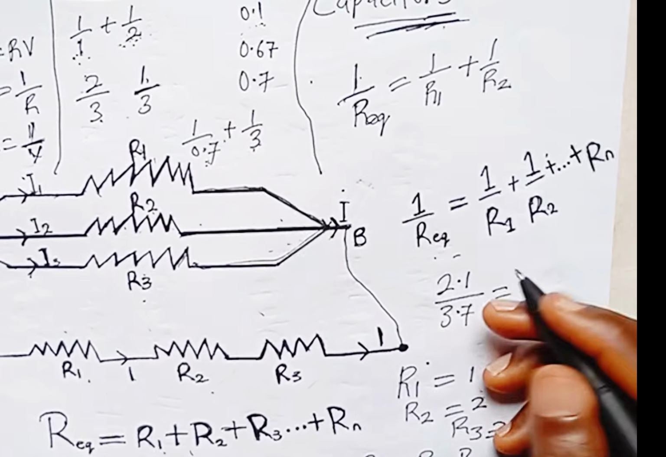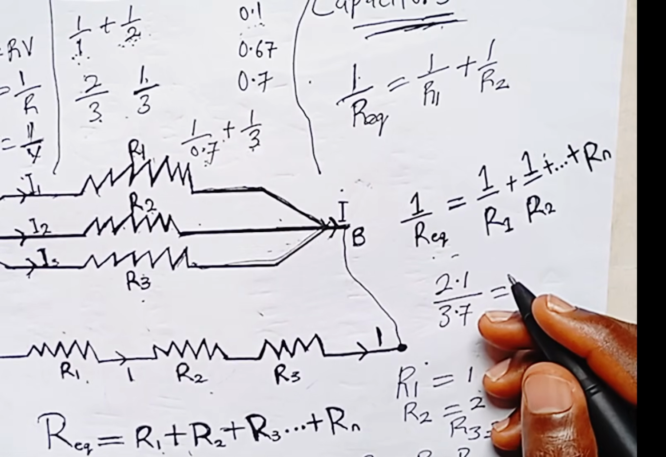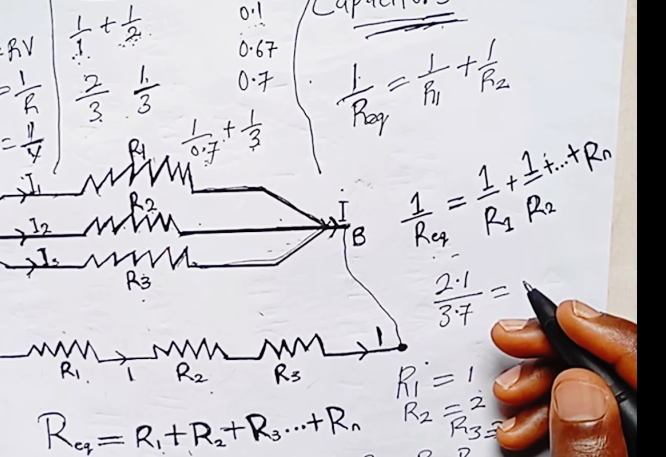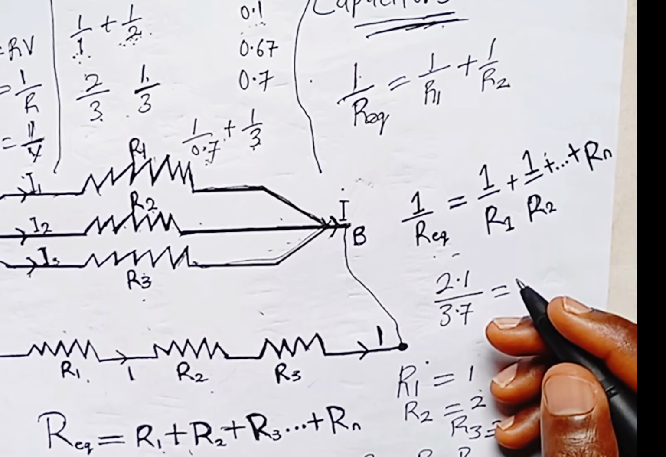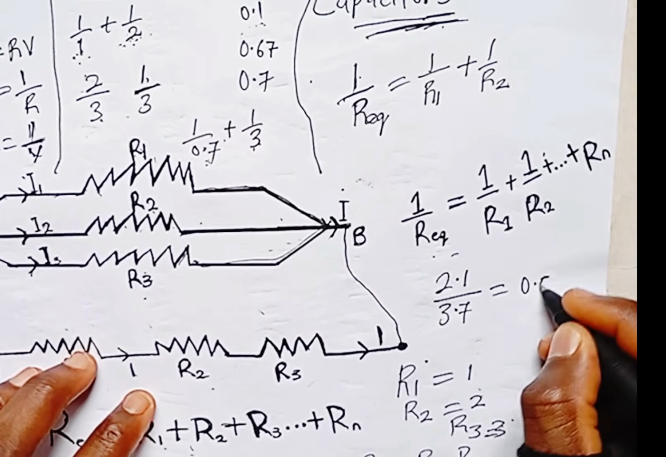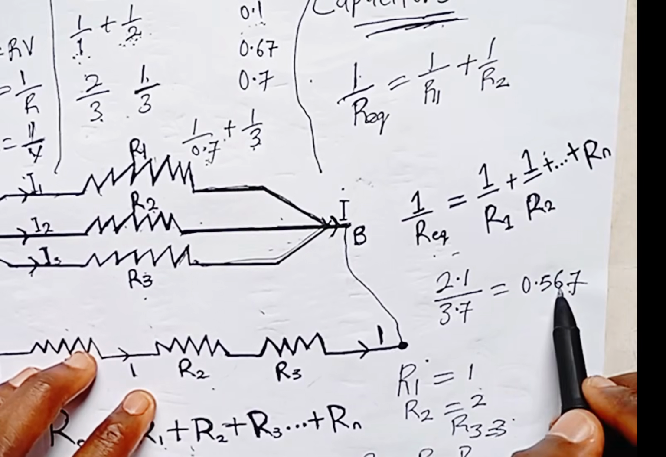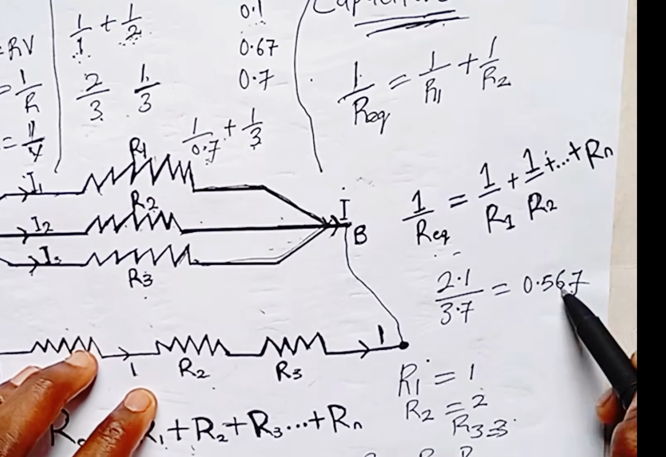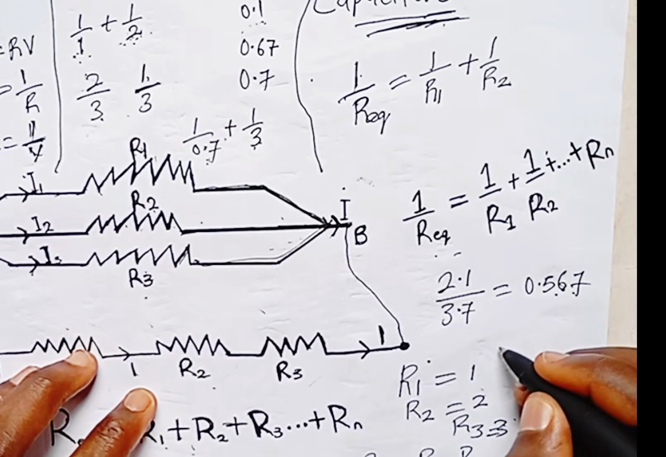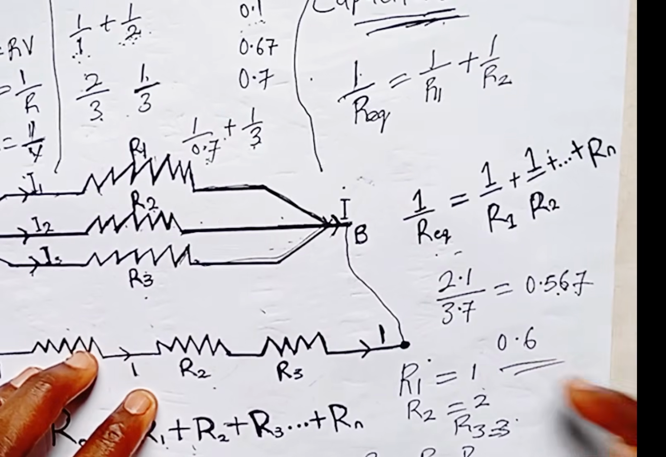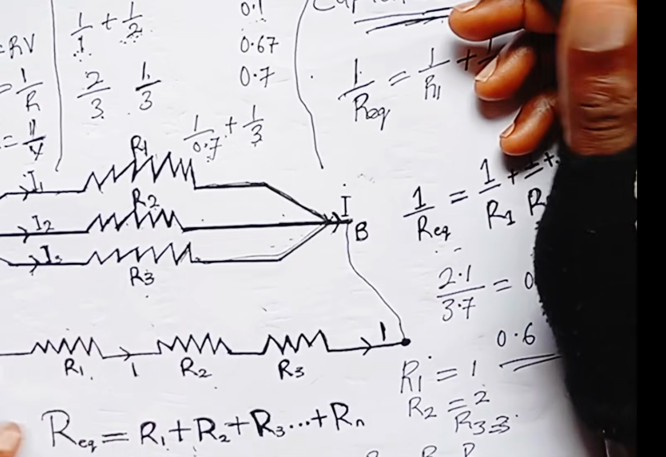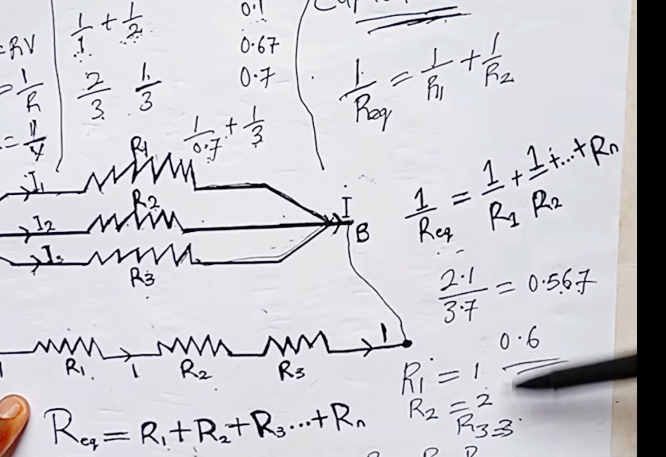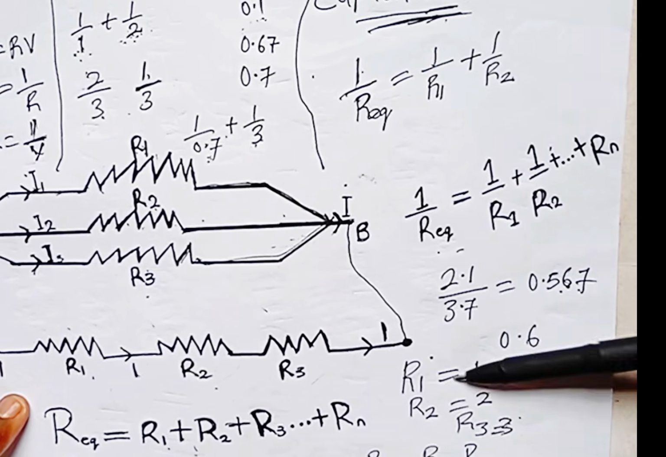If we divide this, what is it going to give us? 2.1 divided by 3.7 will give us 0.567. You approximate this and it gives you 0.57, carry 1 and add on to 5, so we are now left with 0.6. Easy. So we've gotten the total internal resistance between R1, R2, and R3.